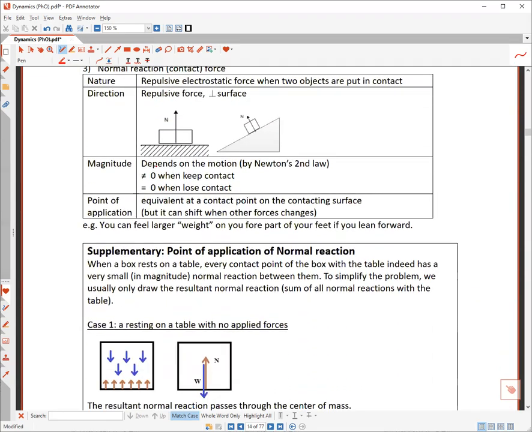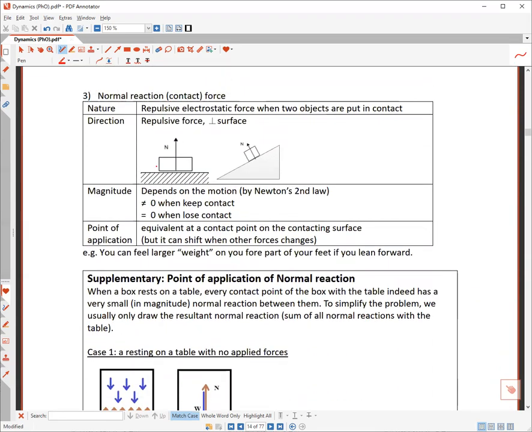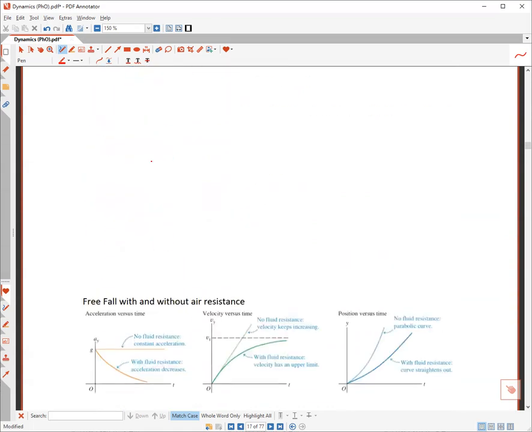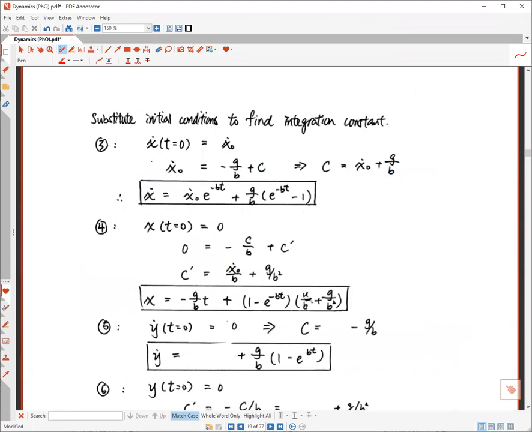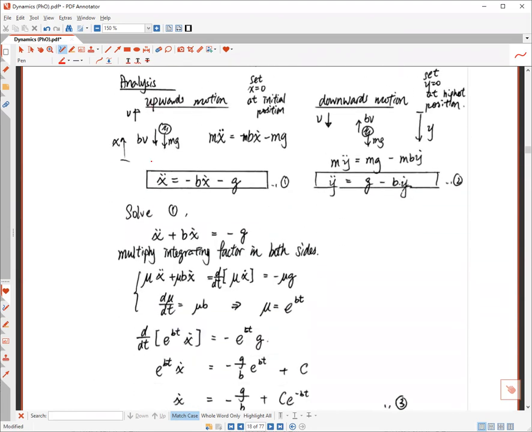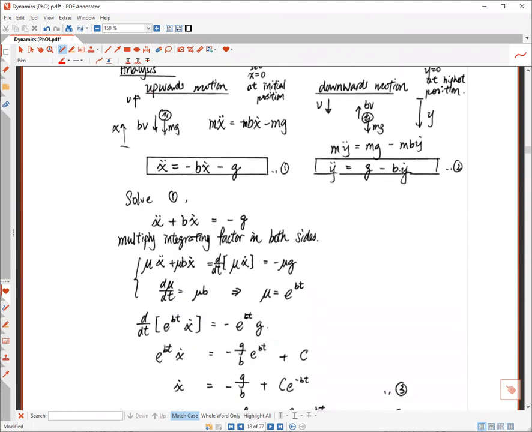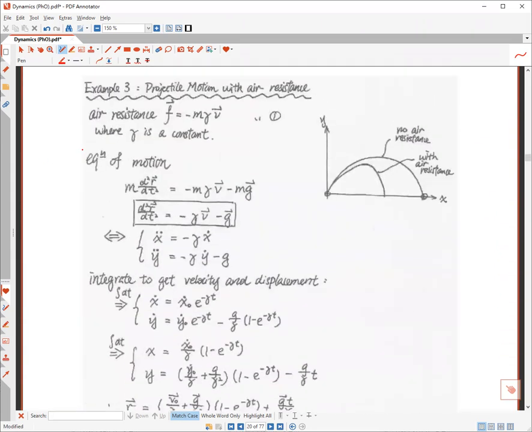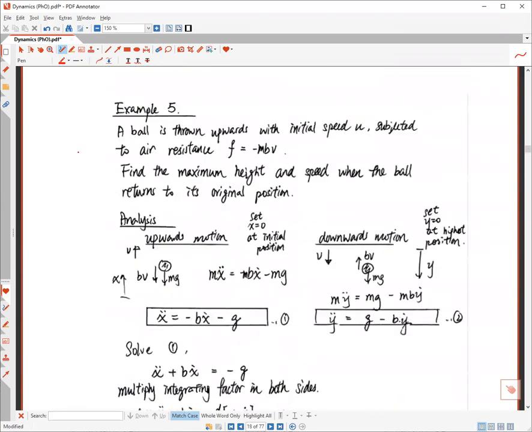We have introduced two forces. The next two are the normal reaction and also the friction. These two forces are the most complicated ones. In the notes there are some exercises using calculus. You can just ignore it.